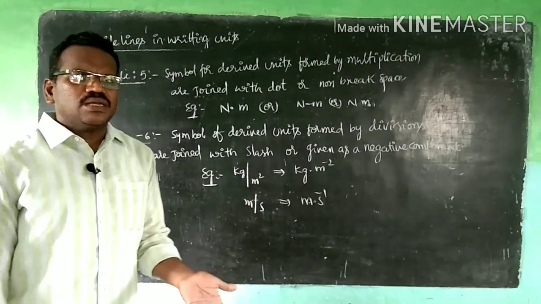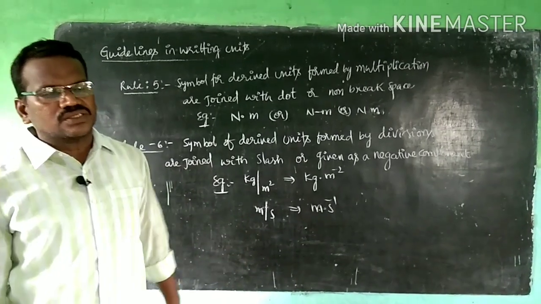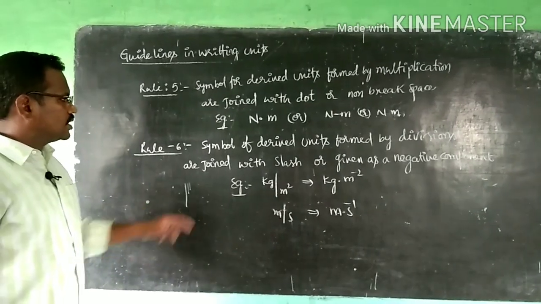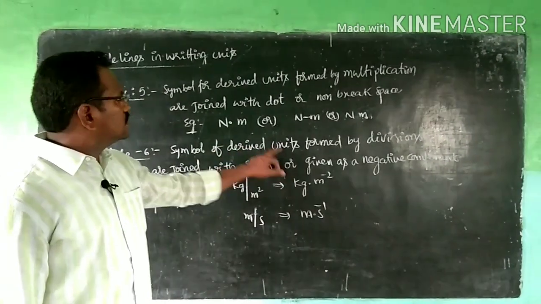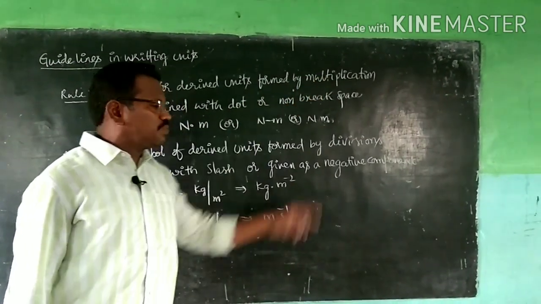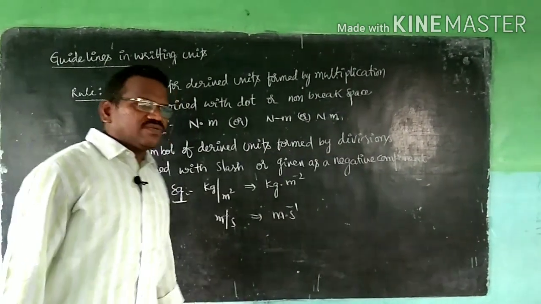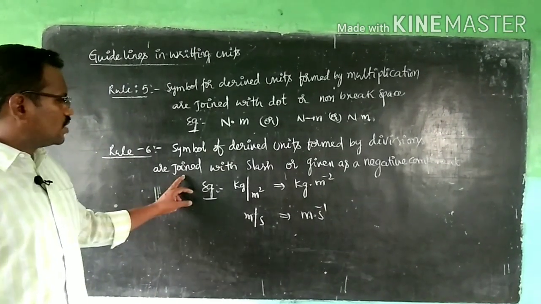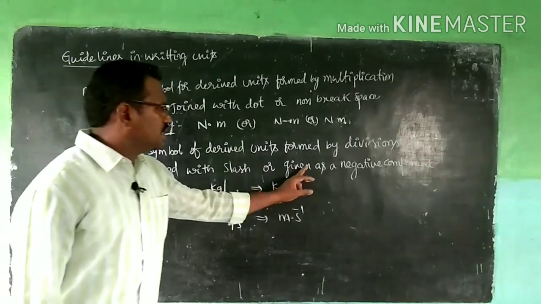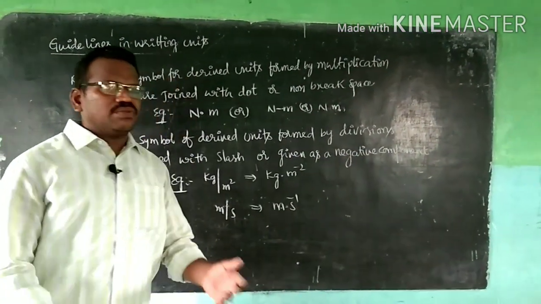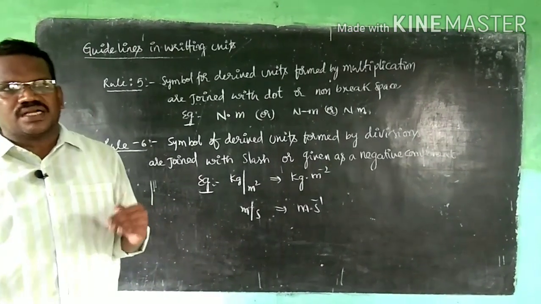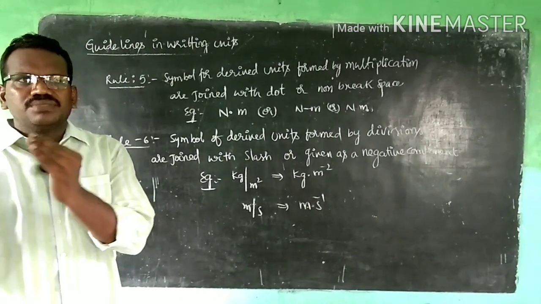Sometimes, not only multiplication, we are going to get divisions also. Then what is the rule in the case of division? Now rule 6 is derived. Symbols of derived units. See, here also derived units, here also derived units. Here formed by multiplication, here formed by division. That is the only difference. Are joined with a slash. Slash is nothing but by. Are given as a negative component. Why? Because if you transfer the denominator into the numerator using mathematical principles, the power becomes negative.